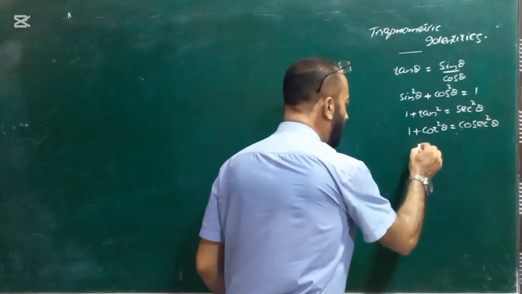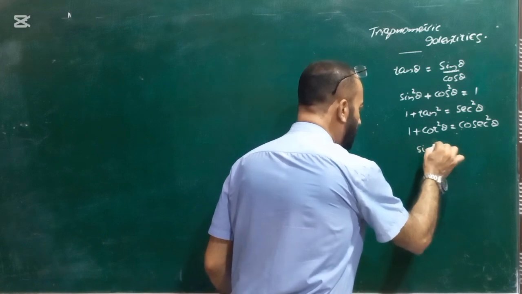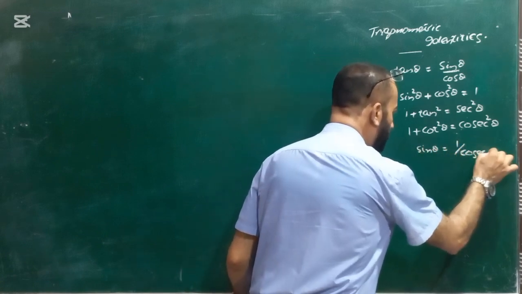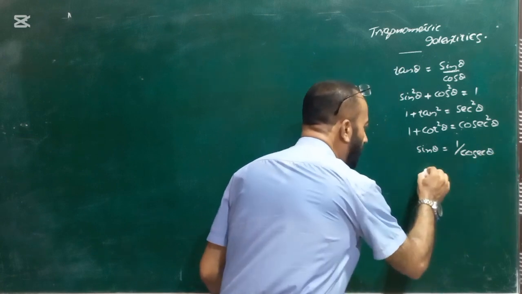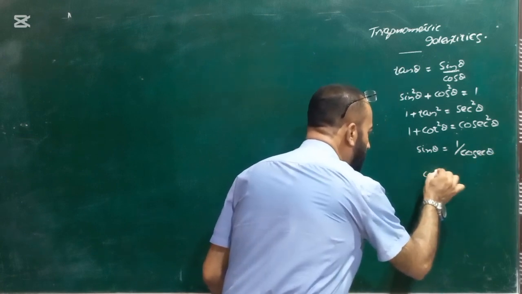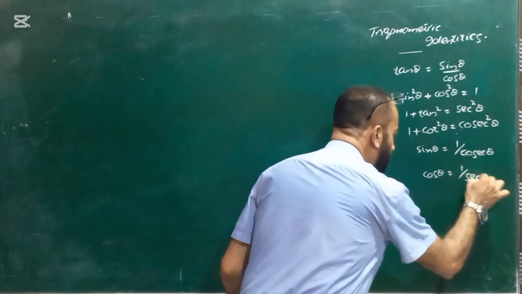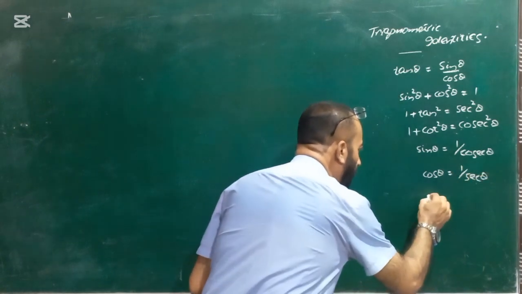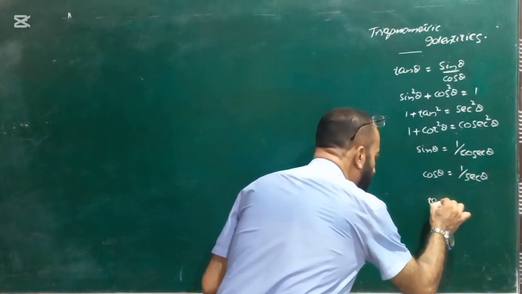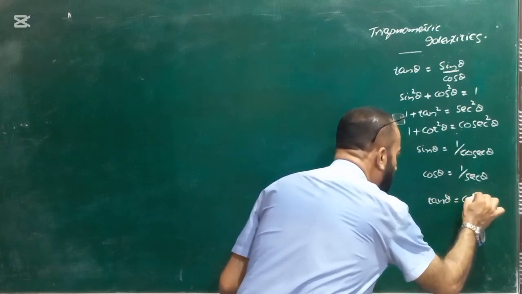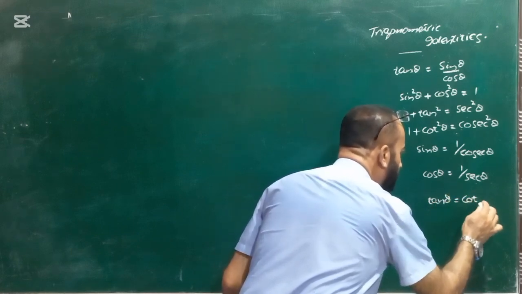Some more formulas are there. Sine is the reciprocal of cosecant. Cos is the reciprocal of secant. And tan is the reciprocal of cotangent.